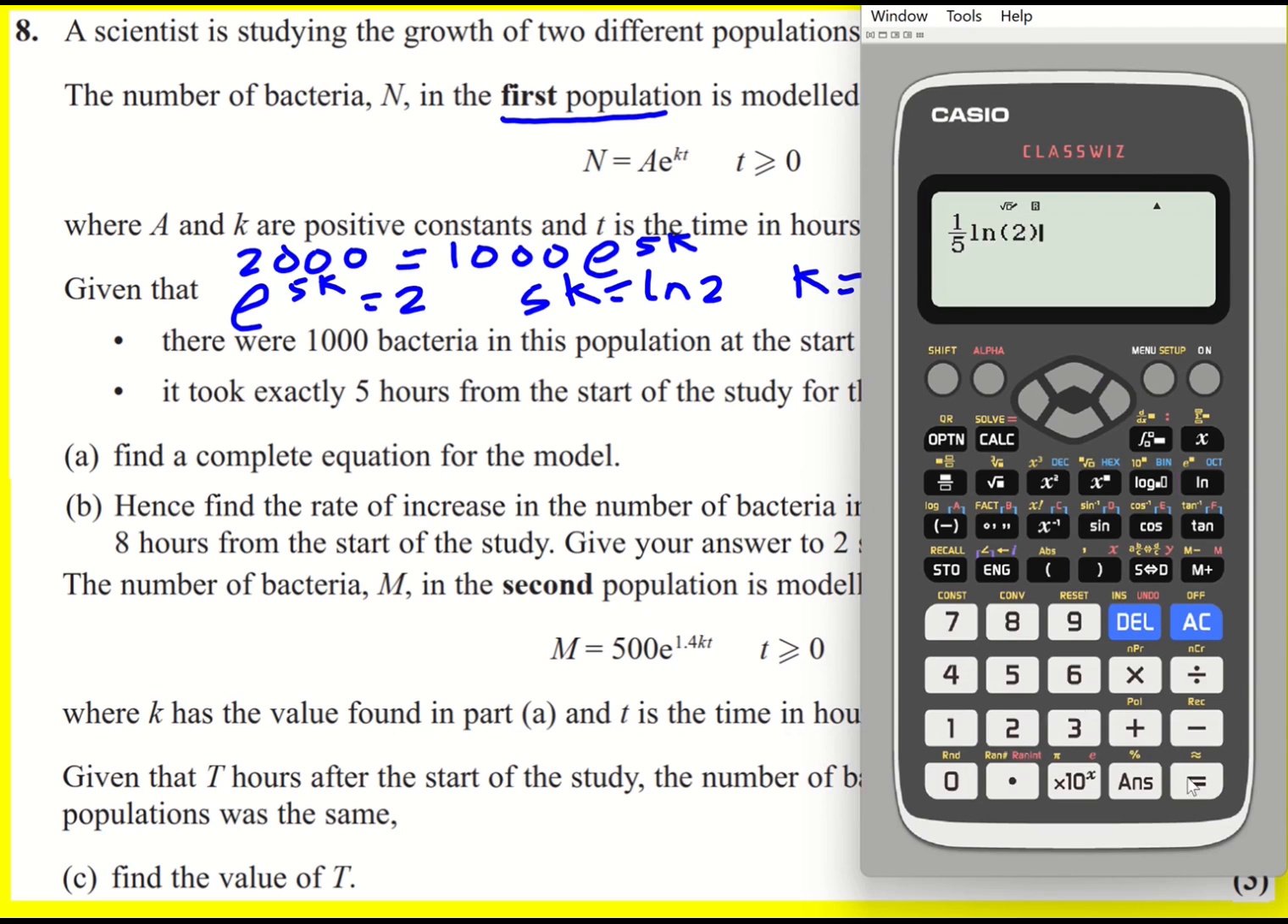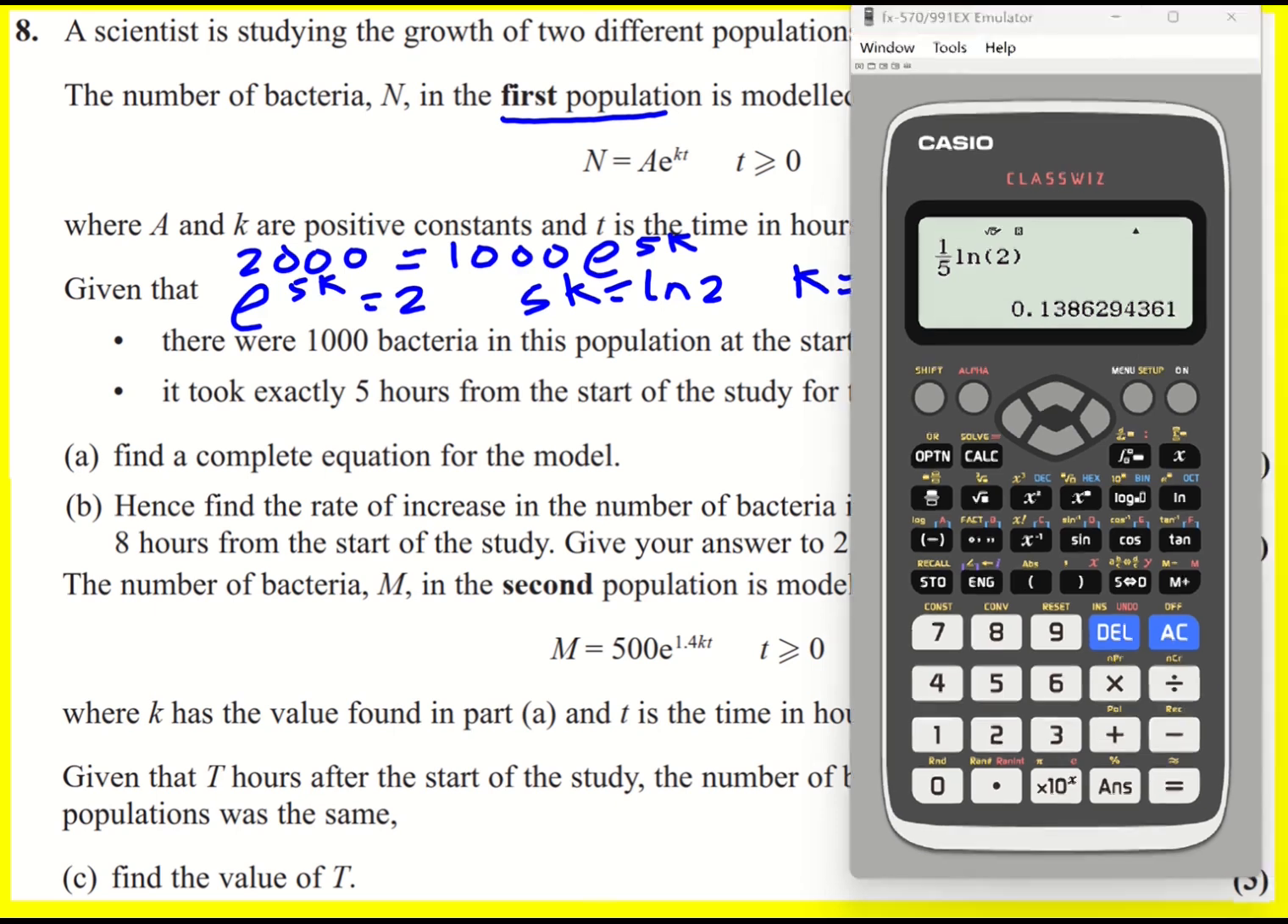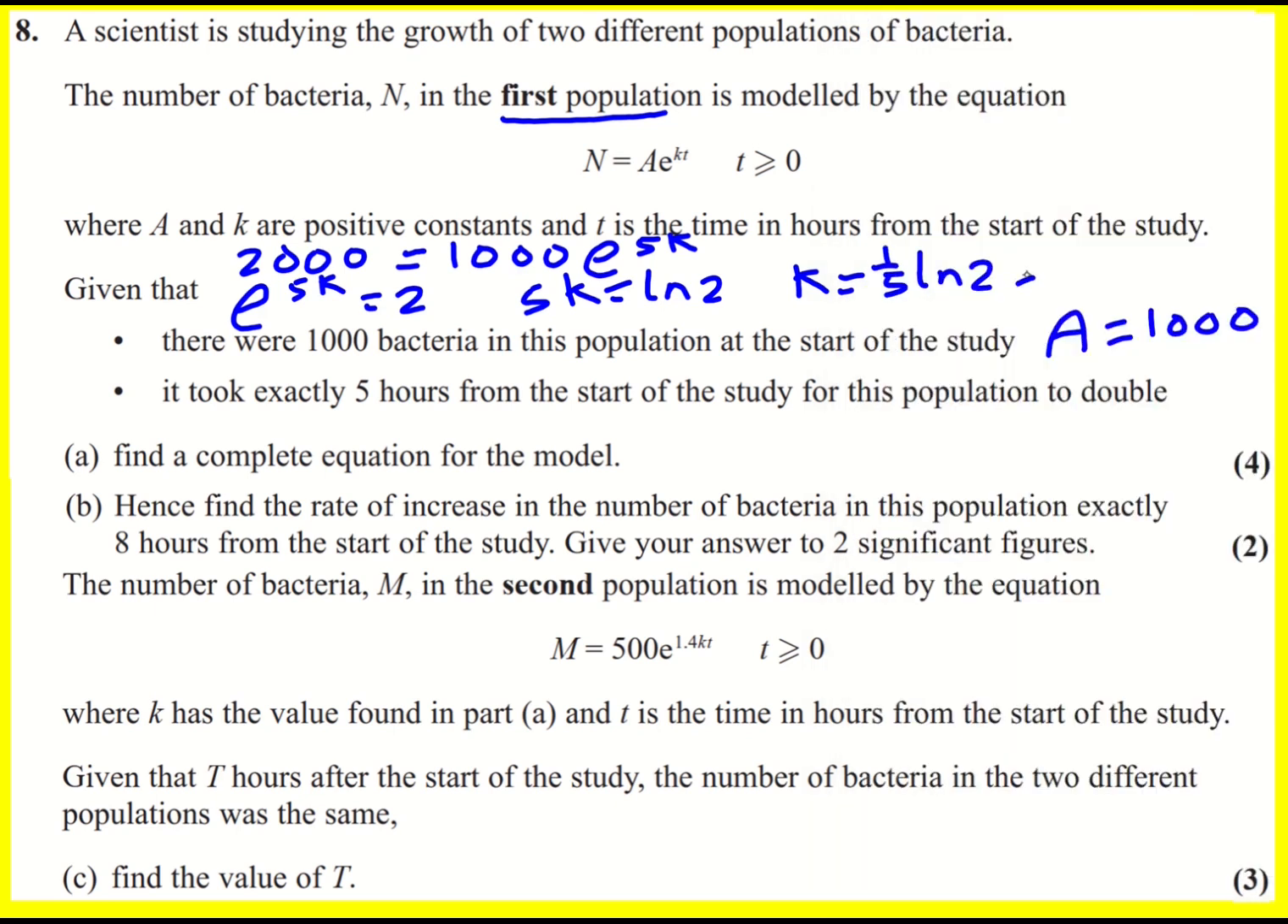Remember, this is a model, so we'll give our answer to three significant figures, 0.313862. And then I'll round it. So n equals 1,000 times e to the 0.139 t.